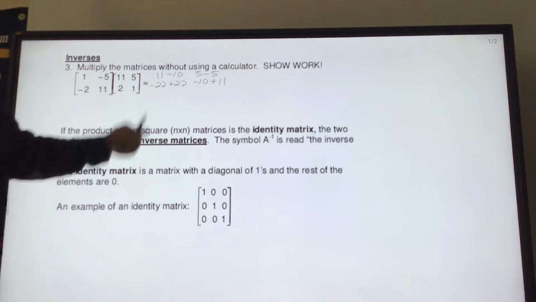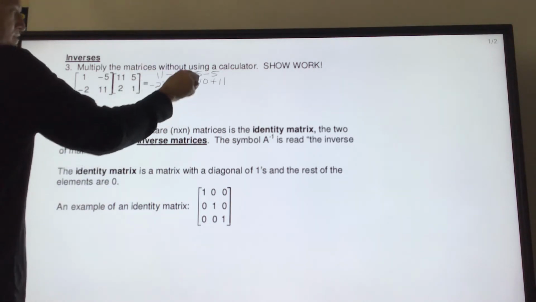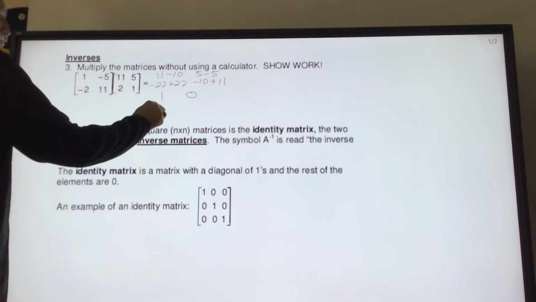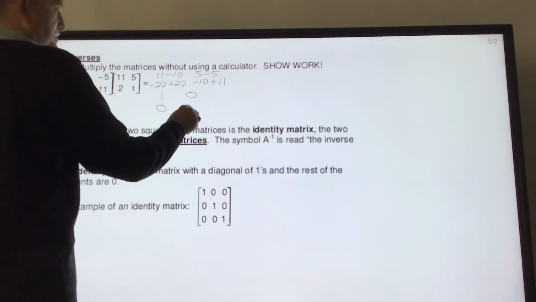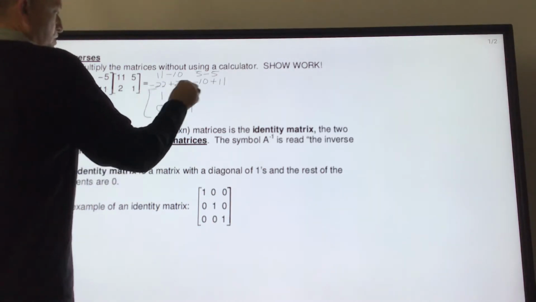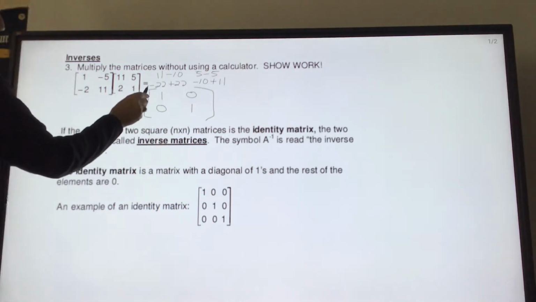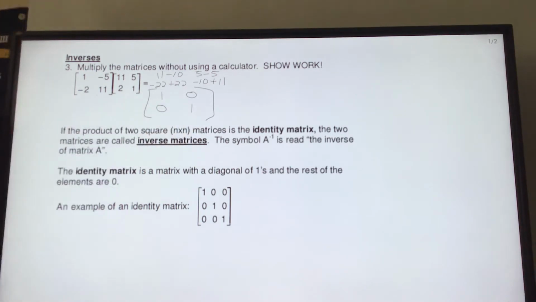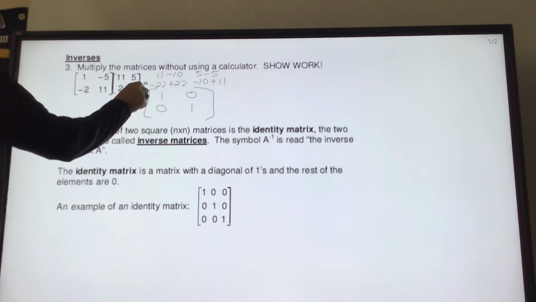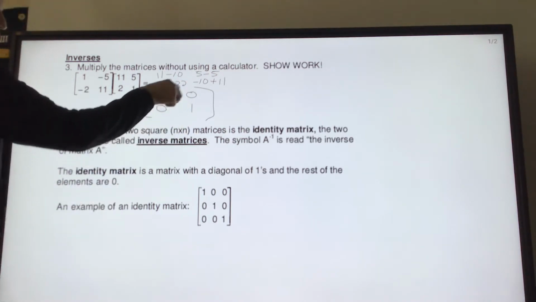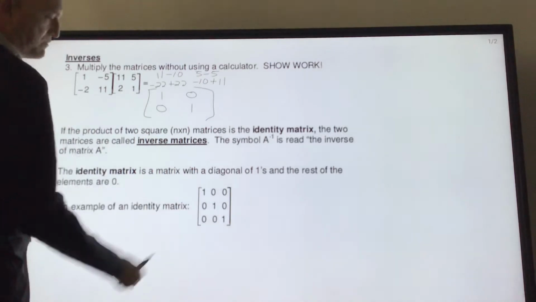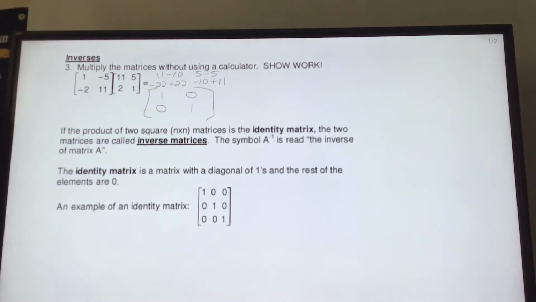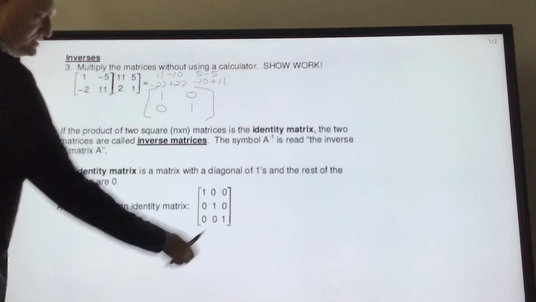Cleaning it up, 11 minus 10 is 1. 5 minus 5 is 0. Negative 22 plus 22 is 0. Negative 10 plus 11 is 1. So we notice that our matrix has a pattern of 1s starting from the top left-hand corner, going down to the bottom right-hand corner. So 1s going diagonal, everything else is 0s. You notice the exact same thing if it was a 3 by 3, 1s from the top left-hand corner all the way diagonal, everything else is 0s.